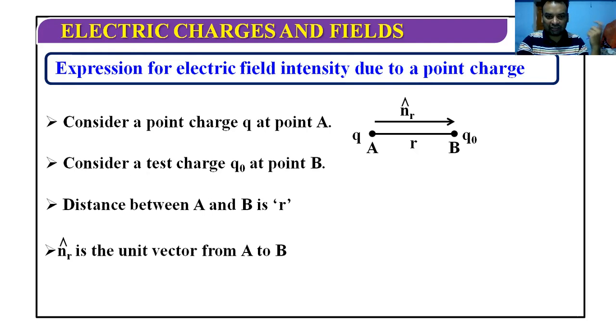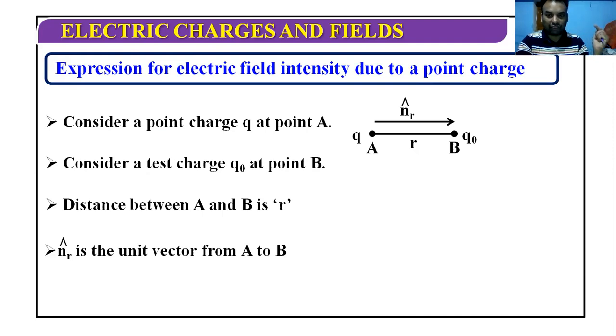We will discuss some part of the vector also. So position vector, unit vector, or different types of vector we will study. For the time being, you just keep in mind that this is a unit vector, and the unit vector is directed from A to B. Why is it directed from A to B in this case? Because Q is a real charge placed at A. Q naught is a virtual charge placed at B.